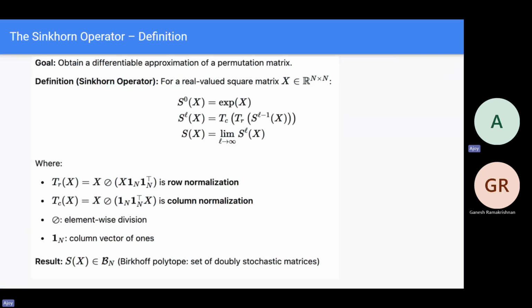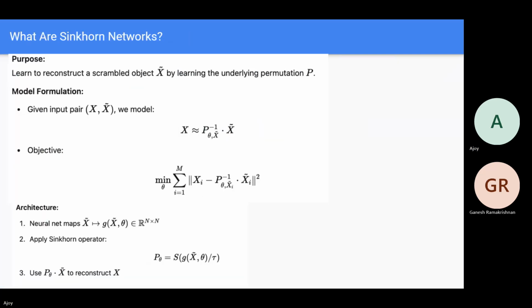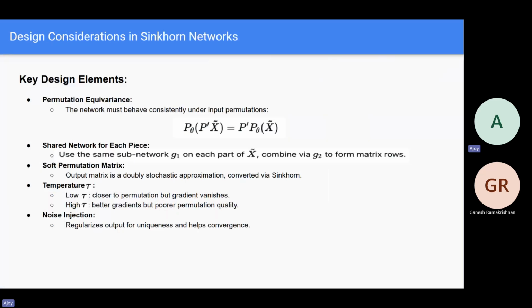This is the Sinkhorn operator. We obtain it by first exponentiating, meaning e to the power x. Then we normalize it, row normalization and column normalization, and the limit L tends to infinity, meaning we keep L at a specific large number. And this is Sinkhorn networks. Basically, we are not using this much.